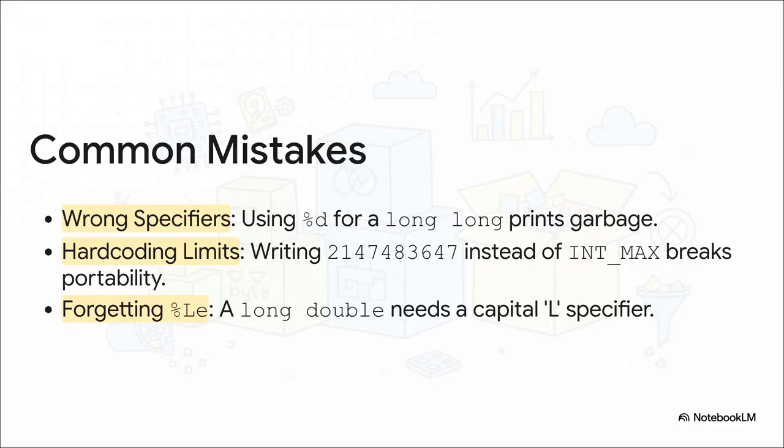Let me save you some future headaches by pointing out the mistakes I see all the time. The most common one? Using the wrong specifier, like trying to print a huge long with a simple %d. I'll just end up printing nonsense. Another big one is hard coding limits. That's a portability nightmare just waiting to happen. And here's a subtle one, forgetting the capital L in %Le when you're printing a long double. Without it, you're not seeing the number's full precision.